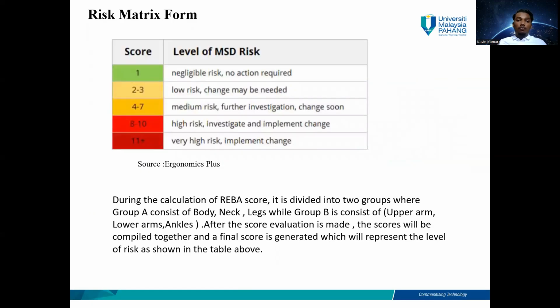After obtaining the scores from REBA and RULA, they can be compared to the risk matrix form, as our objective is that it should be less than 11. The score 11 indicates very high risk, and implementation of changes should occur as soon as possible. So the risk matrix form will make sure that the workers are in the comfort zone and working in safe conditions.